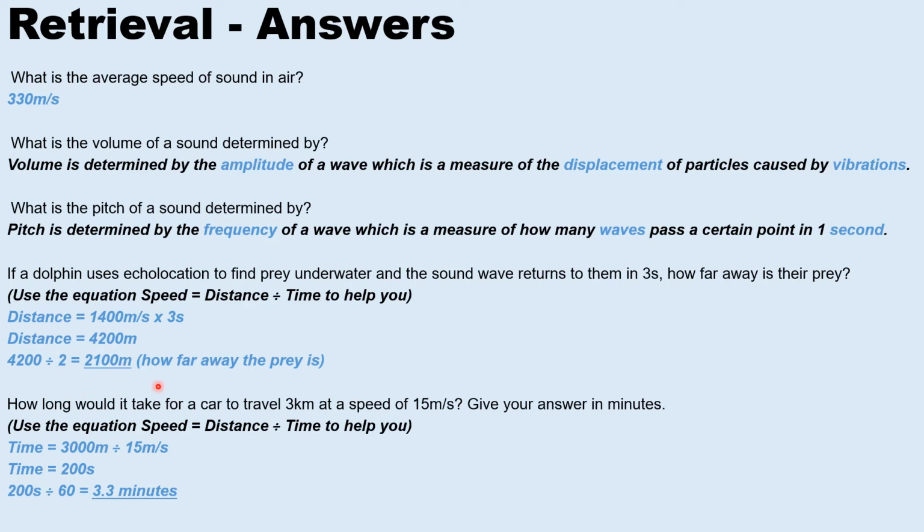And how long would it take for a car to travel 3 kilometers at a speed of 15 meters per second? Give your answer in minutes, and then use the equation again. So speed equals distance over time. Your time is 3000 meters divided by 15 meters per second. So that means your time is now 200 seconds, and it's 200 seconds divided by 60 because that is the number of seconds in a minute, and that makes 3.3 minutes.